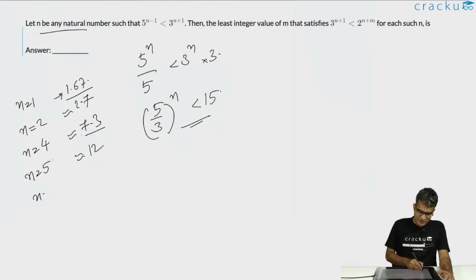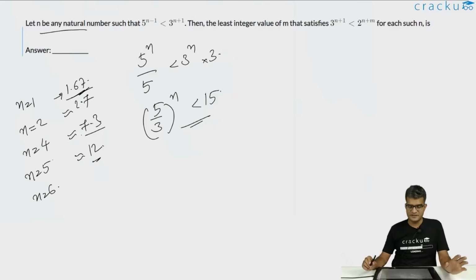Now, when n is equal to 6, 12 into 1.7 will for the first time cross 15, because 12 into 1.7 will be definitely greater than 10 into 1.7, which itself is 17. So, the maximum value that n can take is 5. So, n is either 1 or 2 or 3 or 4 or 5.